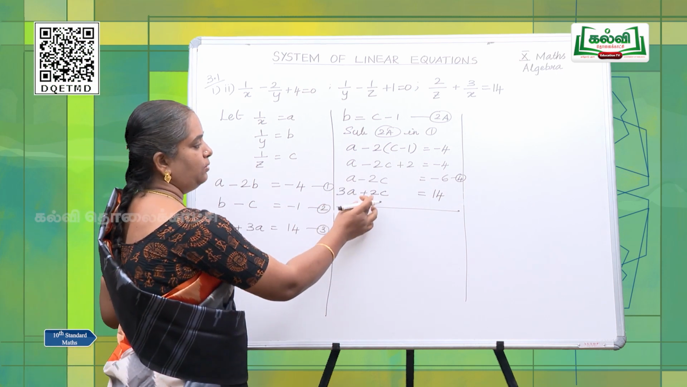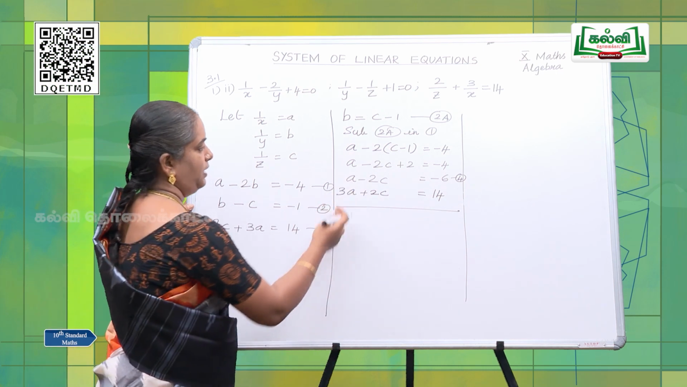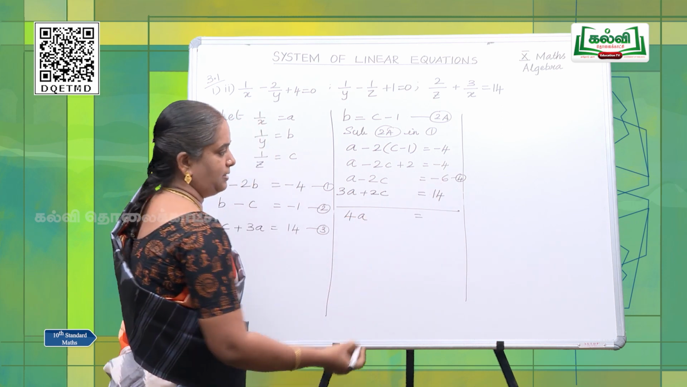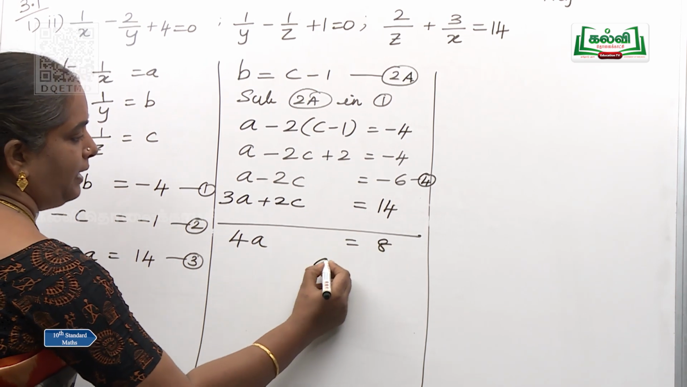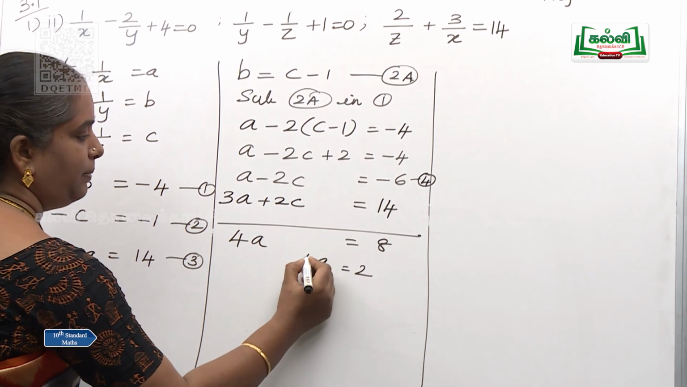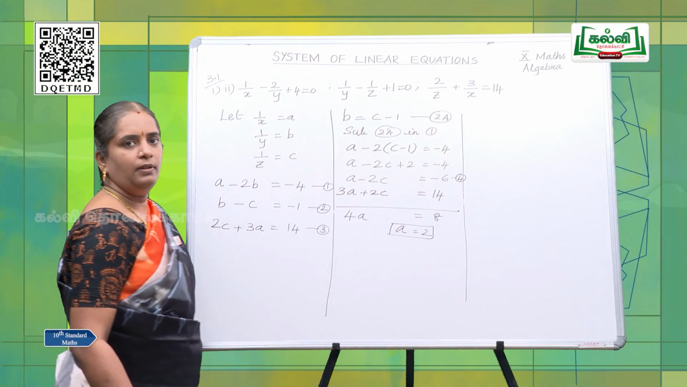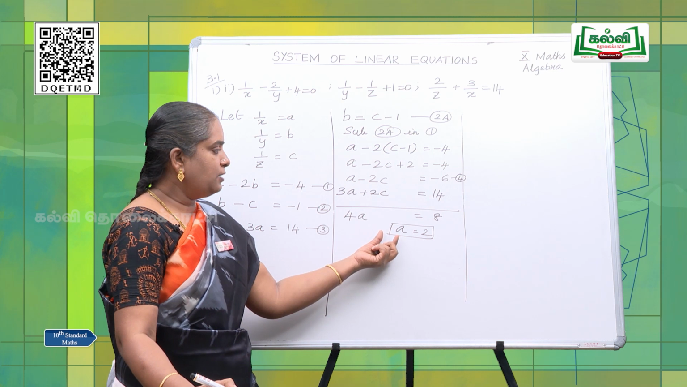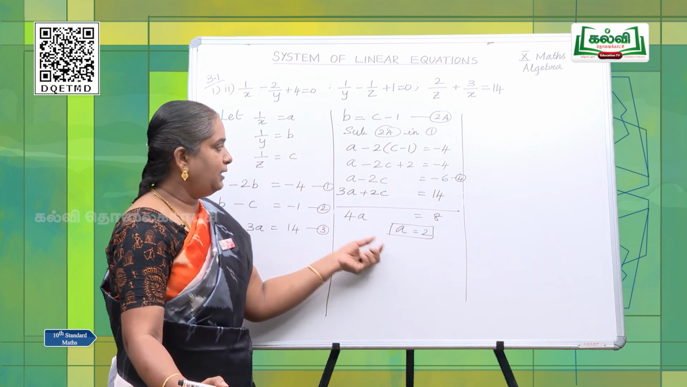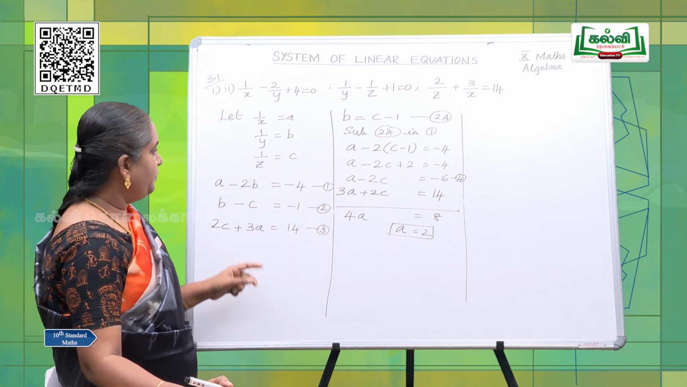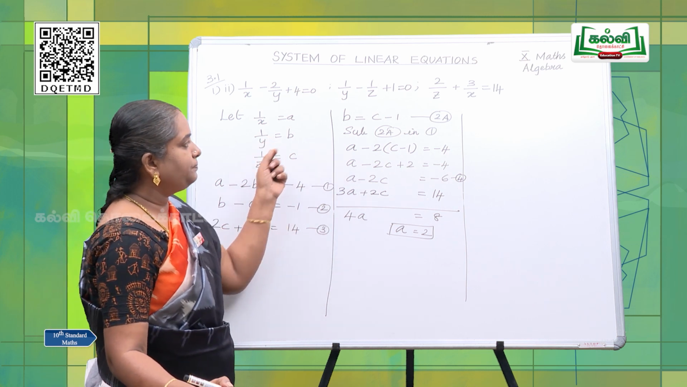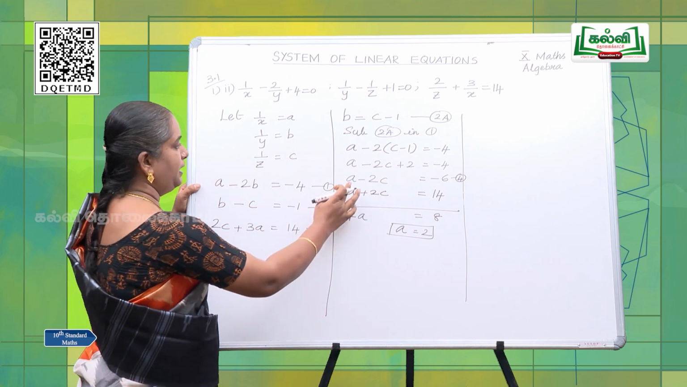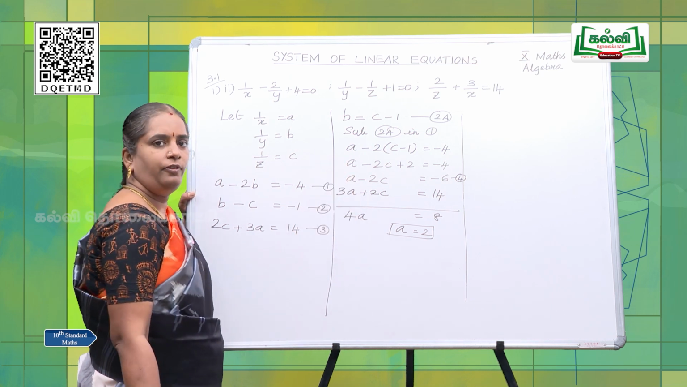By adding these two, we are going to eliminate c. So, 4a is equal to 14 minus 6, which is 8. So, a is equal to 8 divided by 4, which is 2. So, we have found the value of a now. With ease, a can be substituted and the value of c can be found. You can use either the 4th or 3rd equation. So, now let us use the 4th equation.